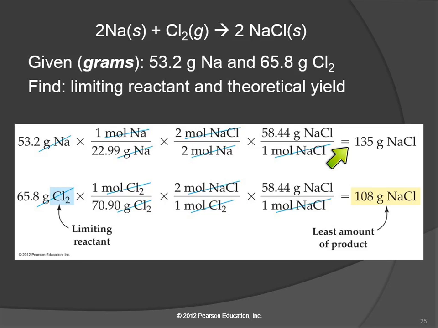We end up with 135 grams of sodium chloride, or 108. This is the smaller amount of product. That's the yield. That's the most we could possibly make. And this is the reactant that gave us that smaller yield, so this is the limiting reactant. Notice that you cannot just look at the masses of the reactants and say, well, this is a smaller mass, that's going to limit. It's not. You just have to do the calculation.